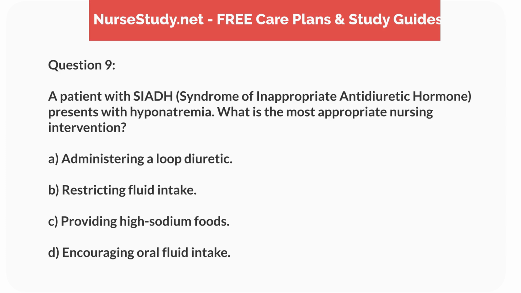Question 9. A patient with SIADH, syndrome of inappropriate antidiuretic hormone, presents with hyponatremia. What is the most appropriate nursing intervention? A. Administering a loop diuretic. B. Restricting fluid intake. C. Providing high-sodium foods. D. Encouraging oral fluid intake.